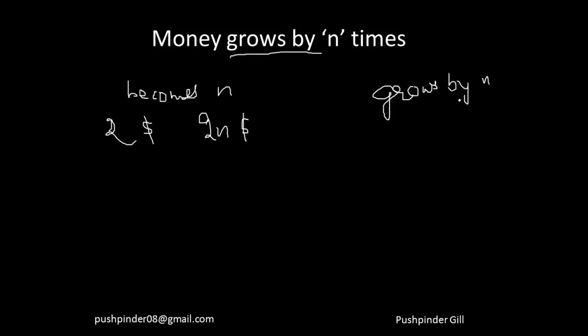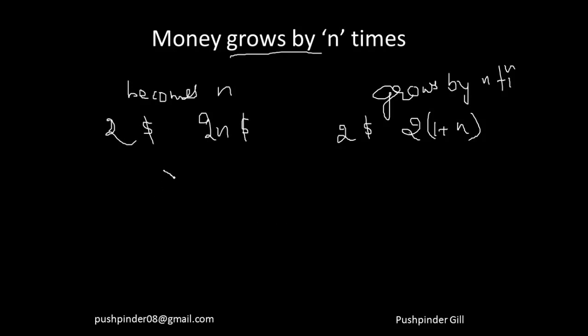Now money grows by N times. Grows by N times means, if it was $2 right now, it will become 2 into 1 plus N. It grows by N times, which means whatever it is right now, it is going to be N times more. I hope you're understanding. Let me take one more example.